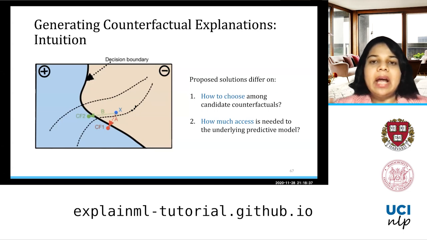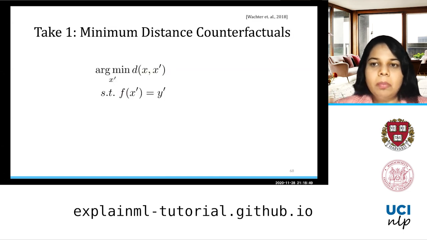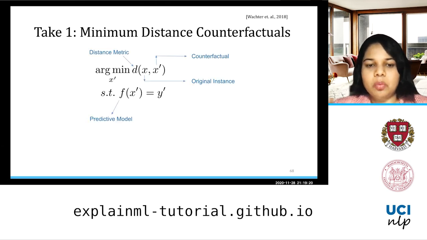All right, now let's look at some of the most important algorithms designed to generate counterfactual explanations. The first algorithm for this problem was proposed by Wachter et al., and they use a simple objective function where the goal is to find a counterfactual x prime for a given instance x in such a way that f of x prime, that is the predictive model's prediction on x prime, is the desired outcome, and the distance between x and x prime is as small as it can get. That was their high level idea of what the objective function would look like.